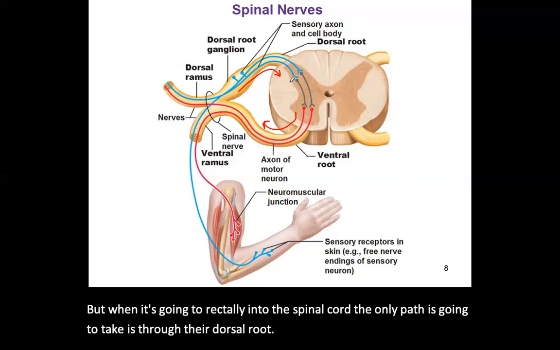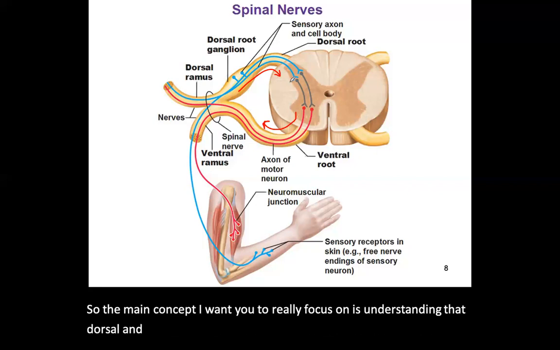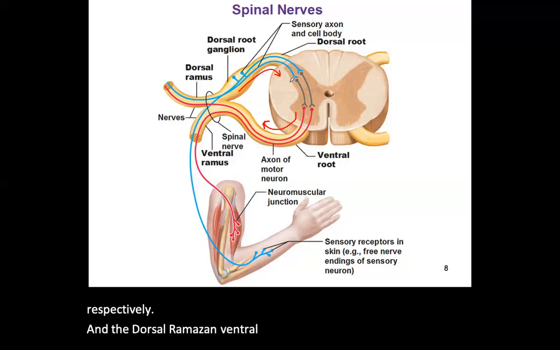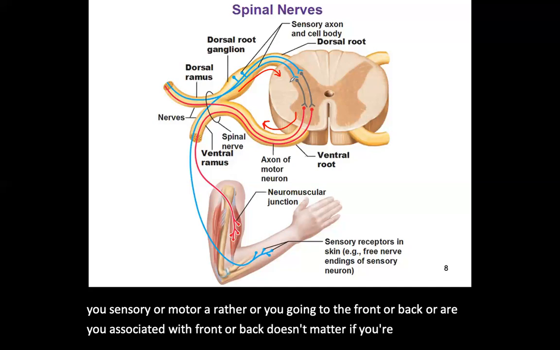So the main concept I want you to really focus on is understanding that dorsal and ventral roots are strictly sensory and motor respectively. And the dorsal ramus and ventral ramus, really not focusing on whether you're sensory or motor, rather, are you going to the front or back? Or are you associated with front or back? It doesn't matter if you're sensory or motor.